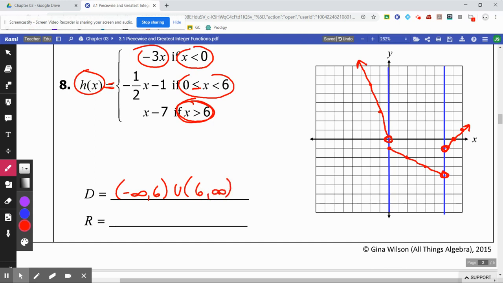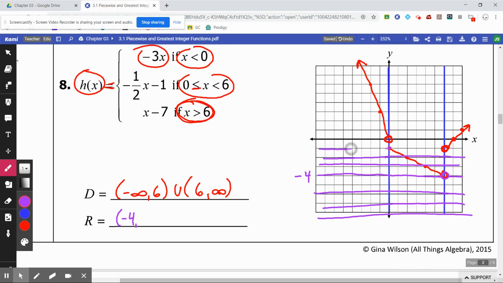Now let's look at our range. Where's my graph located up and down? There's no graph down here. My graph does not start until I get to here. And what do I mean by here? That is a y value of -1, -2, -3, -4. My y values start at -4. However, -4 is not included. See the open circle. And then my graph continues all the way up.